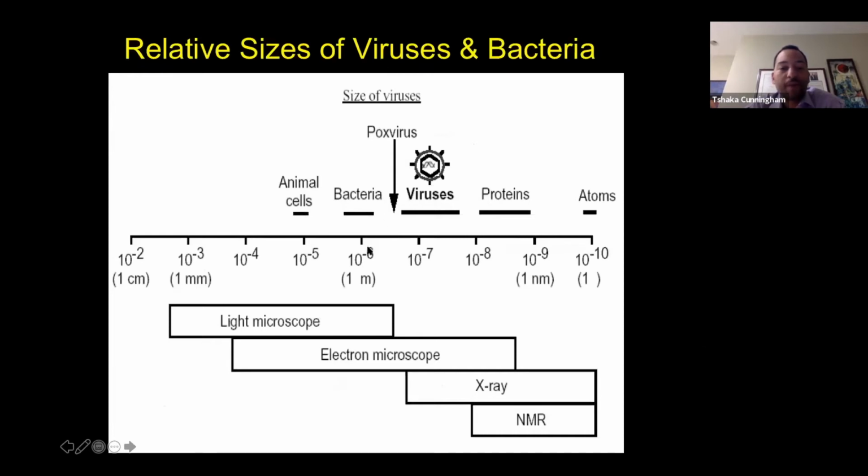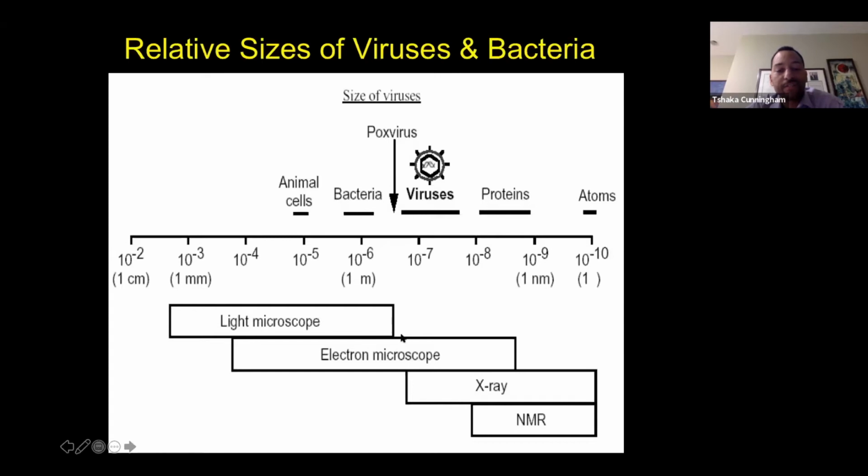Bacteria are about 1 micron, right? One micrometer. Viruses are in the nanometer range, right? Either around 10 to the 7th, like pox virus, or 10 to the 8th to 10 to the 9th. And then you start getting down to the level of individual proteins, which are nanometer size, and then atoms, which are sub-nanometer, where you'll see atomic resolution, right? So these are really, really small units.